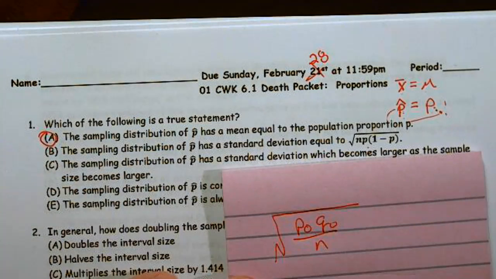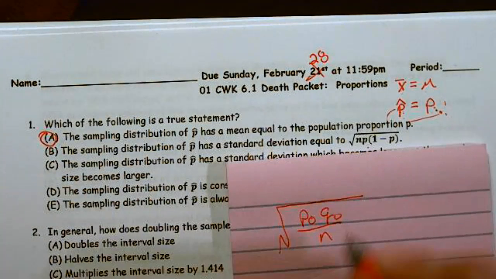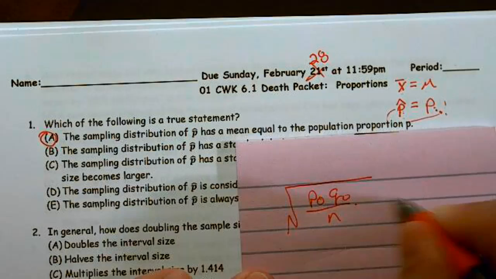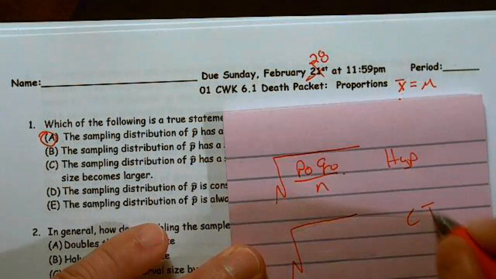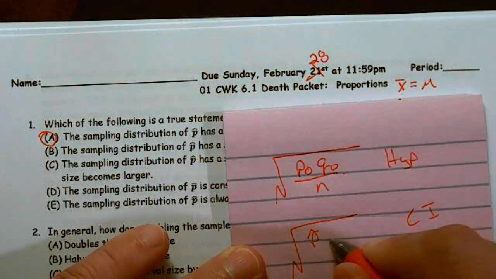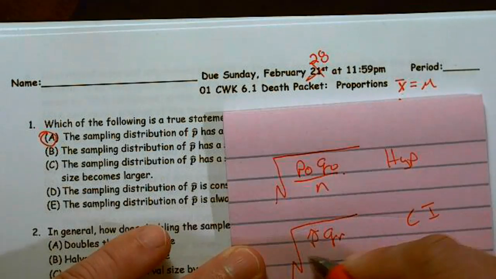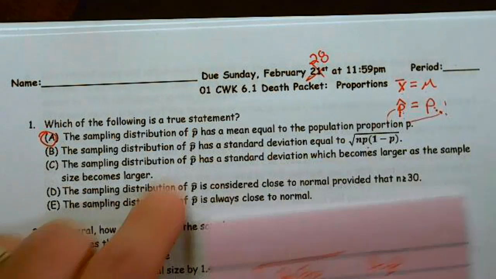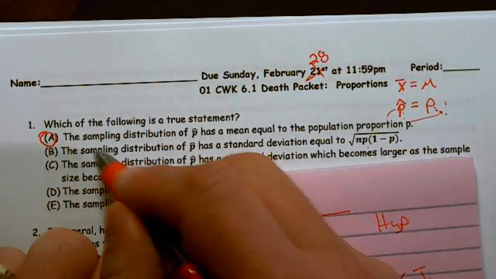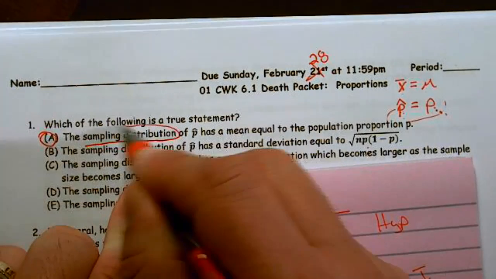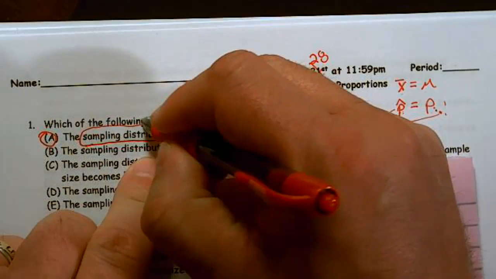Obviously, if we're working with a confidence interval, so this would be the hypothesis test. So this is the hypothesis. If it is a confidence interval, the CI is going to be p hat q hat over n. But whenever they talk about the sampling distribution, that's the key phrase, because that indicates normality.